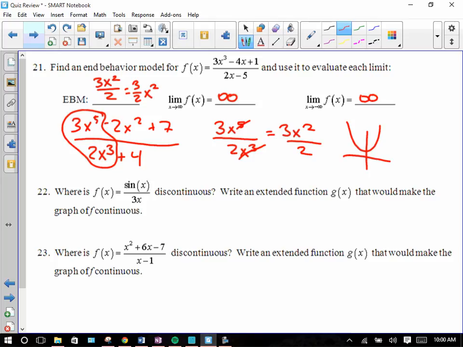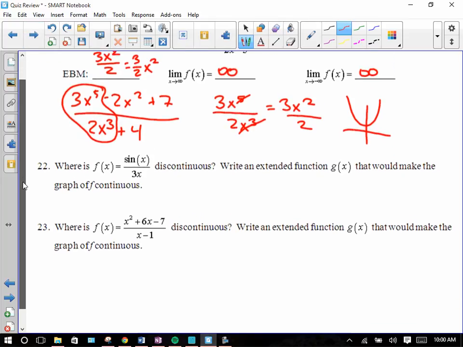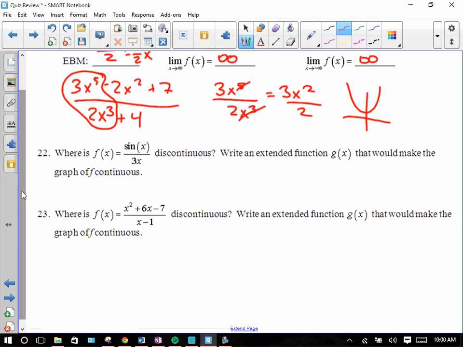We talked about this right here. Alright. So for instance on this one, it asks, where is f of x discontinuous? Well, to find discontinuity, I just figure out what makes my numerator or my denominator 0. So what makes this denominator 0? 3 times x equals 0. So where is f of x discontinuous?